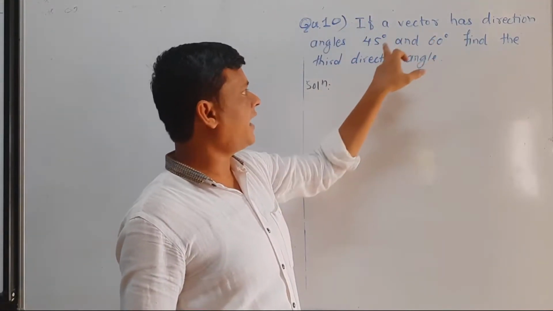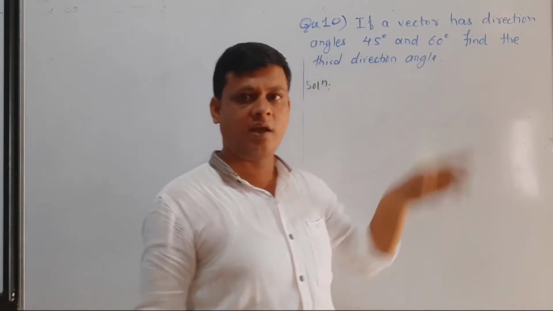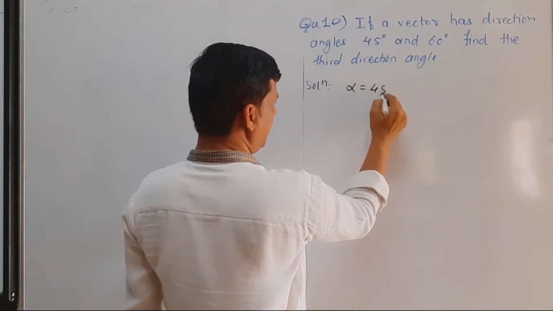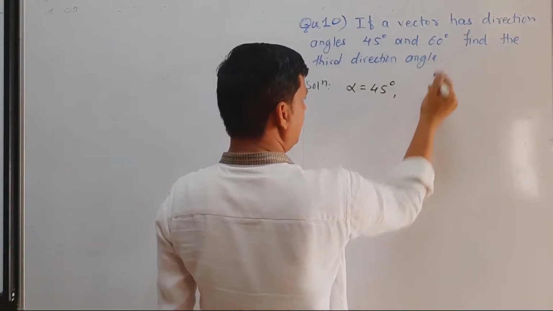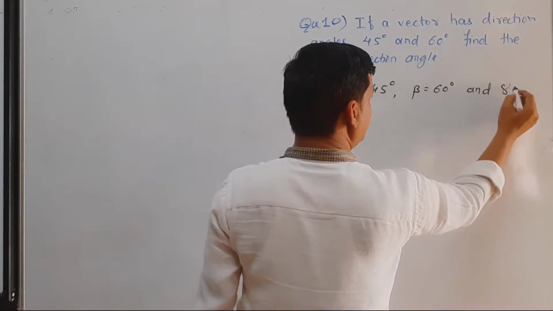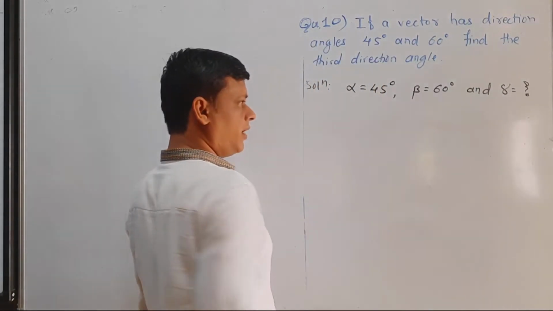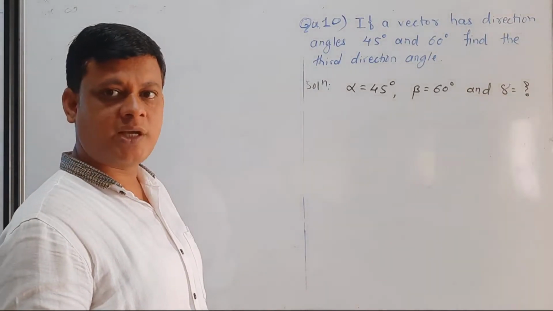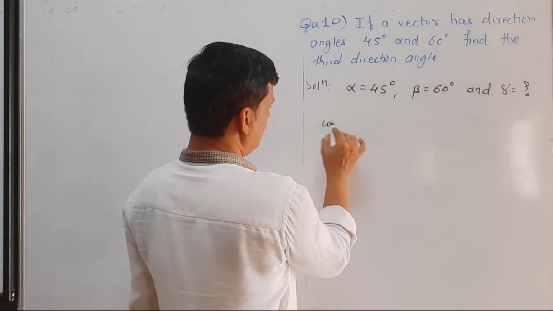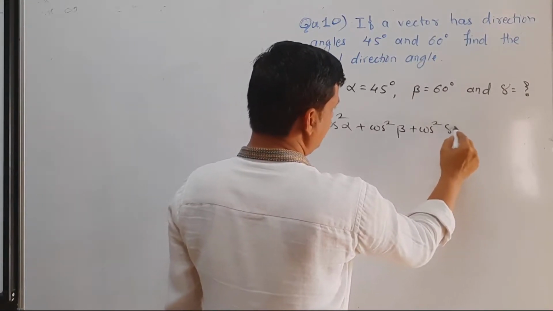If a vector has direction angles 45 degrees and 60 degrees, find the third direction angle. In the solution, we consider the first angle as alpha, so alpha equals 45 degrees, the second angle as beta, so beta equals 60 degrees, and we have to find the third angle, which is gamma. We know the theorem: if l, m, n are the direction cosines of a line, then l square plus m square plus n square equals 1, or cos square alpha plus cos square beta plus cos square gamma equals 1.